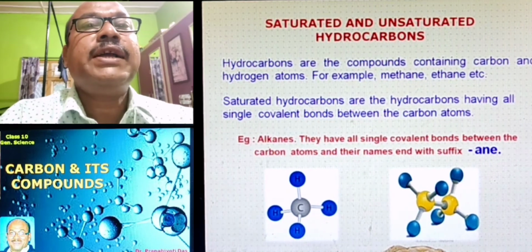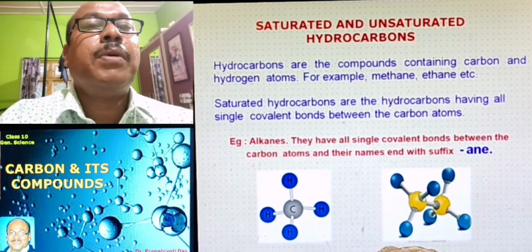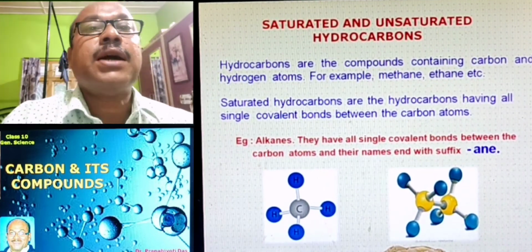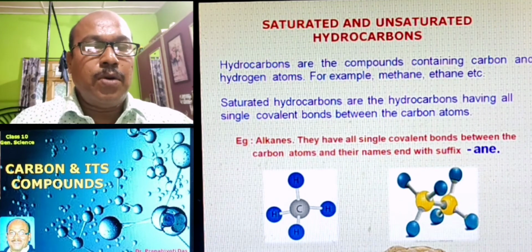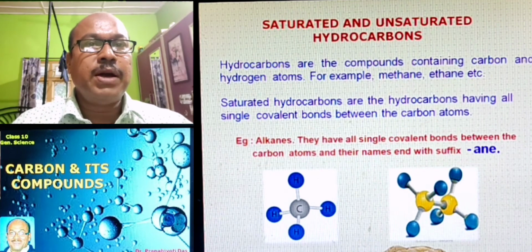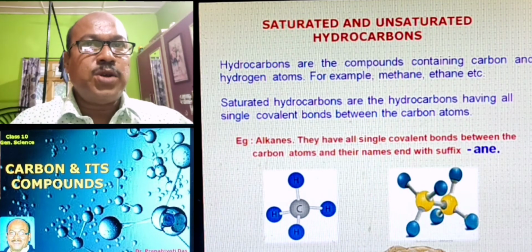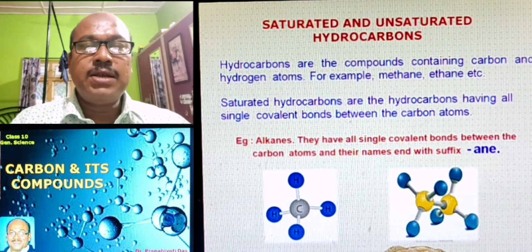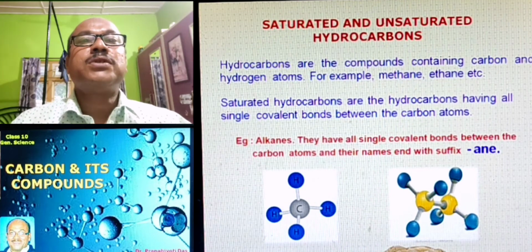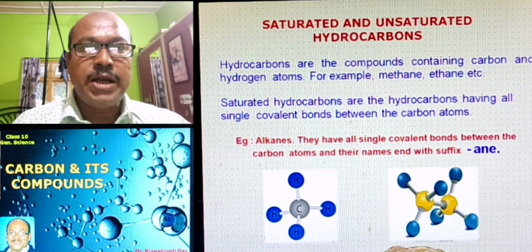So now let's see again the saturated and unsaturated carbon compounds. Now the question is, what are saturated carbon compounds? Hydrocarbons are the compounds which are formed by only carbon and hydrogen. So they are called binary compounds of carbon and hydrogen. These hydrocarbons are carbon compounds, and they can be saturated as well as unsaturated. Some examples of hydrocarbons can be methane CH4, ethane C2H6.